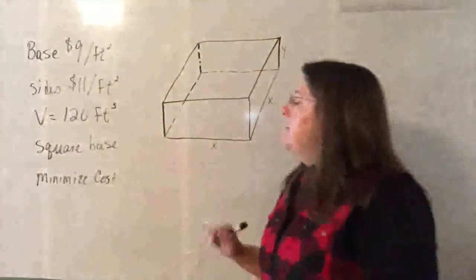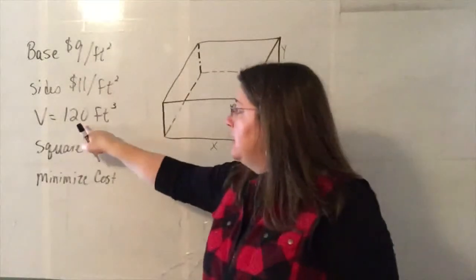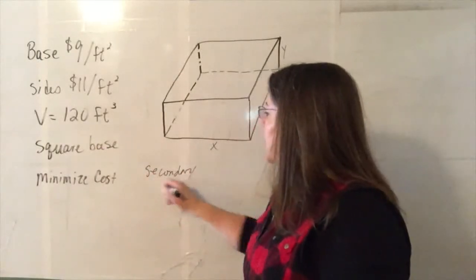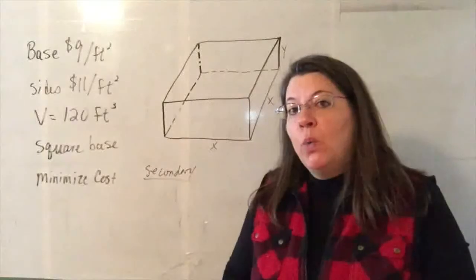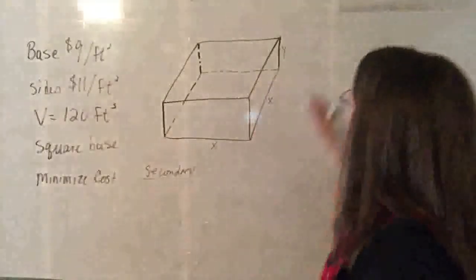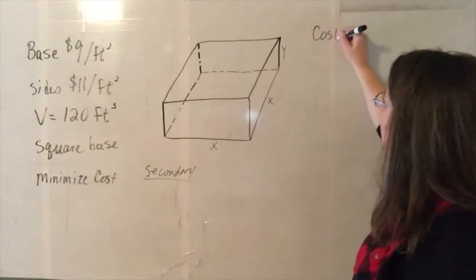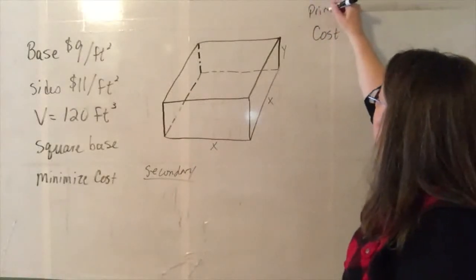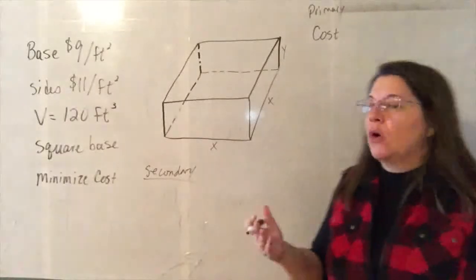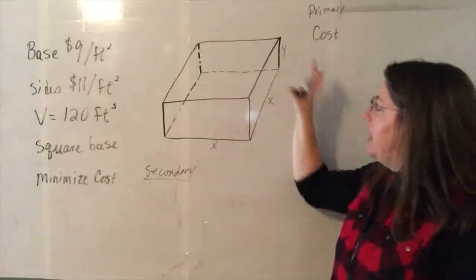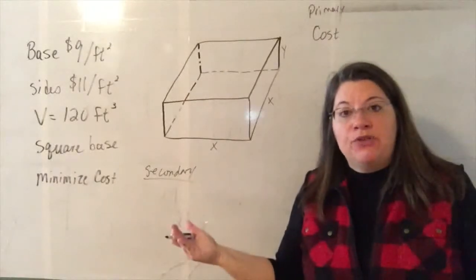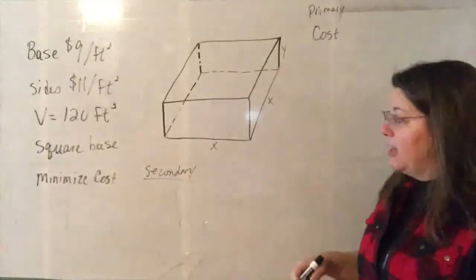So my volume formula is going to be my secondary equation, because we're not maximizing or minimizing volume. We're using the volume formula to minimize cost. My cost formula will be my primary equation. This one is a little bit more involved. It's got a little bit more detail with the setup, but once you get the setup, it's pretty easy. You take the derivative, set it equal to 0, and find your maximum or minimum.